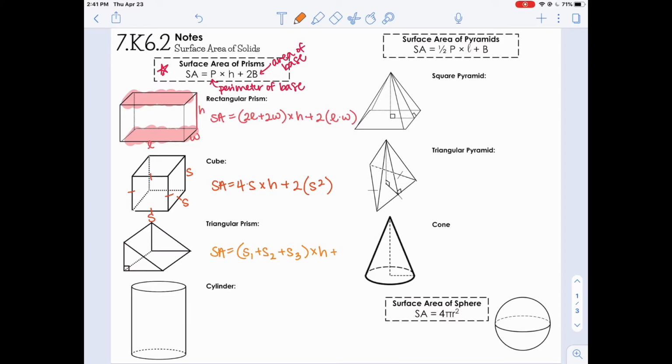the base shape. So 2 times, and then, okay, let's label over here. So this is my side 1, side 2, and side 3 is my hypotenuse. The height of this prism is actually here, laying down. So that's going to be my H.